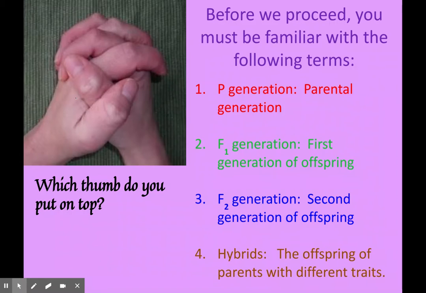Hybrids are considered the offspring of the parents that have different traits. So, something you can try if you place your hands like this, some people naturally put their hands with the left thumb on top, and some people with the right thumb on top. And so, you can try that. Ask your family members what feels most natural and see if that's something that's common in your family.